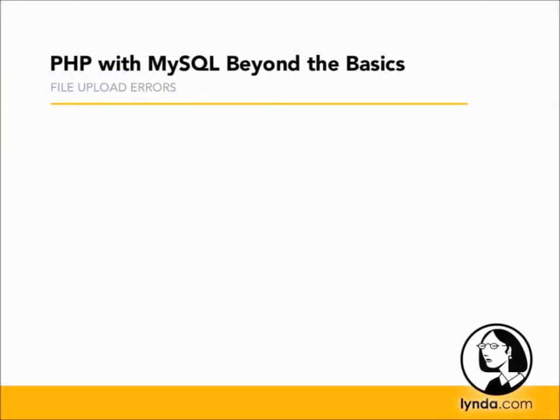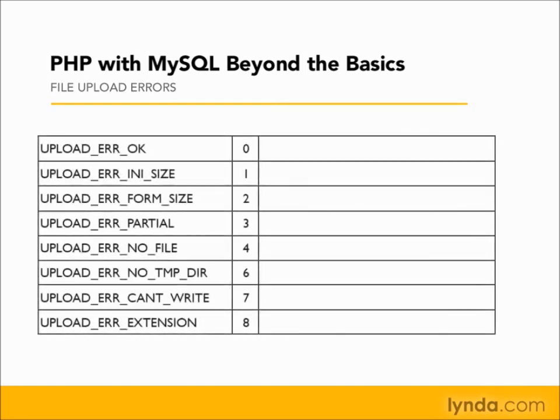Now in the last movie, we saw that one of the values inside that file superglobal array is the error code that gets returned. In this movie, I want to take a little closer look at the possible error codes you could get back and talk about how to handle them effectively. First, let's look at the list. There are 8 possible errors that we could get back.